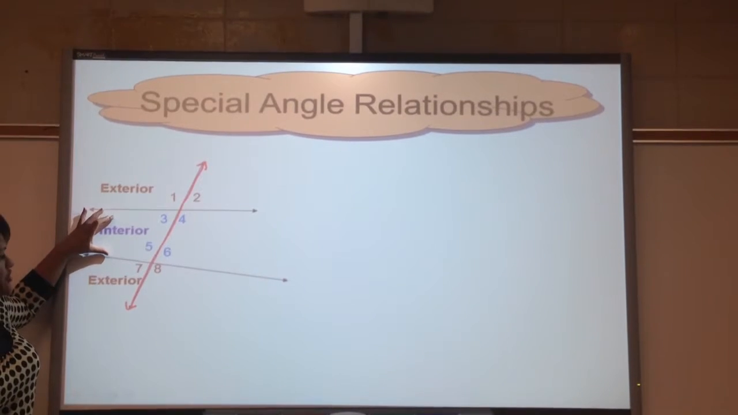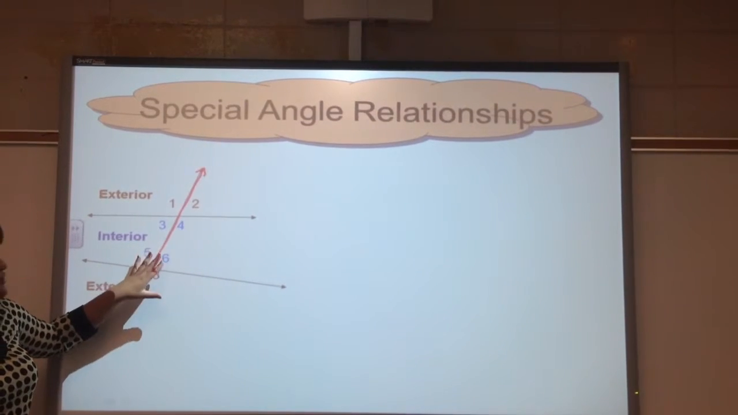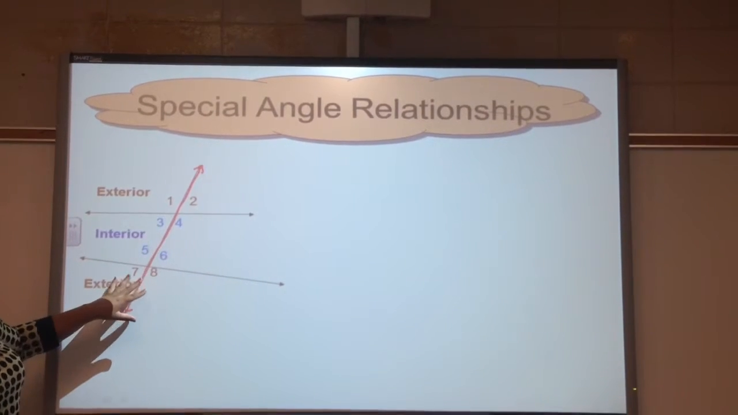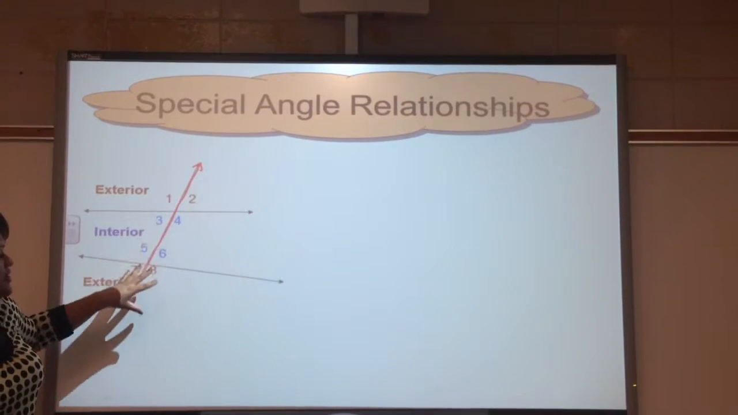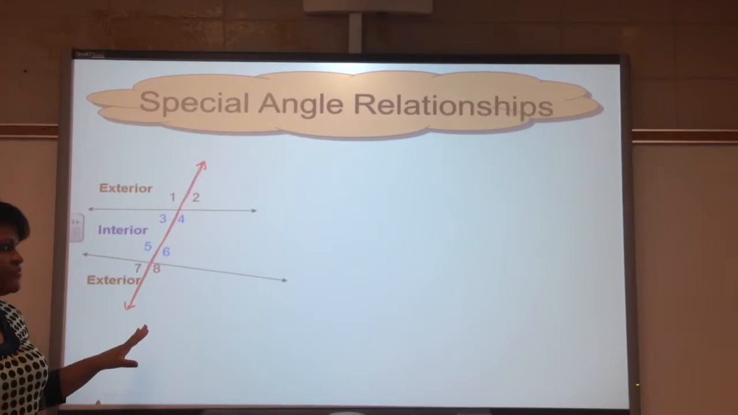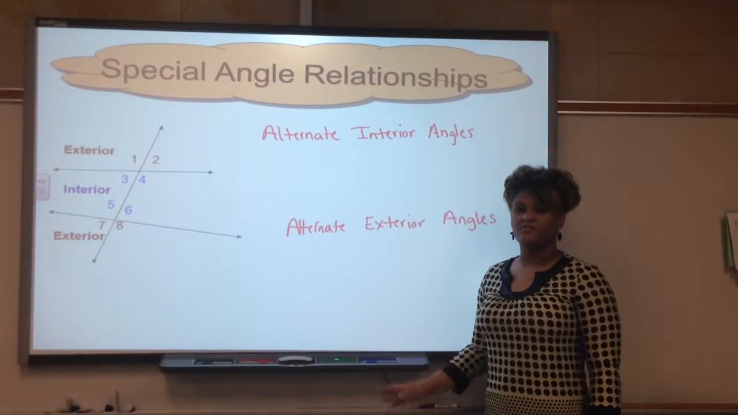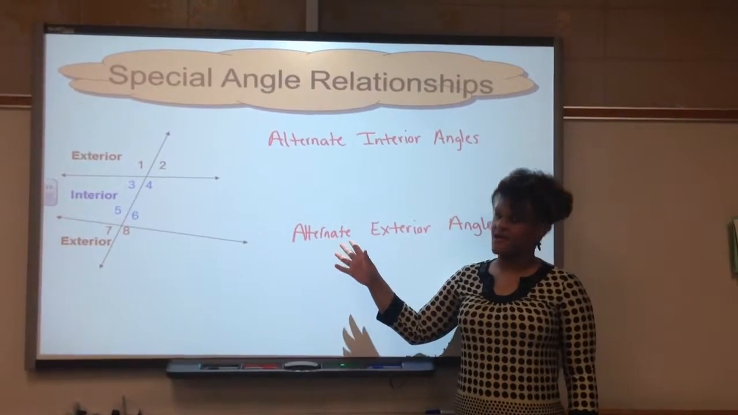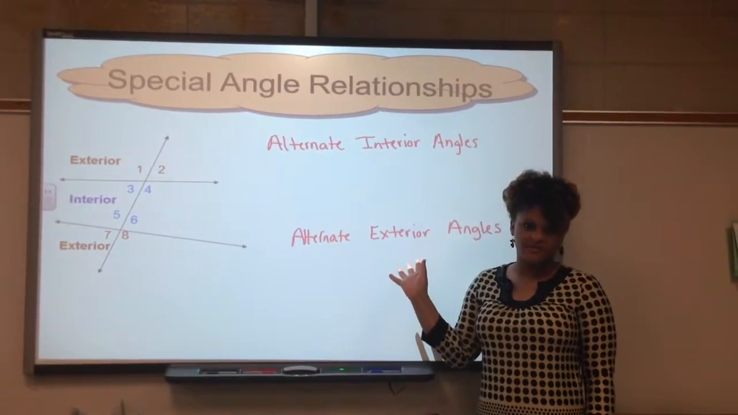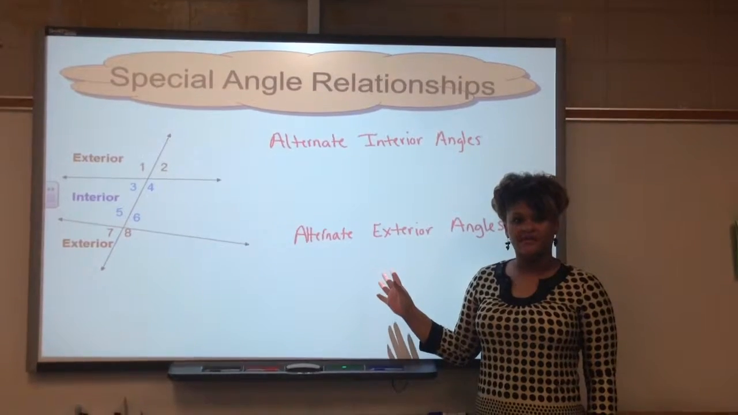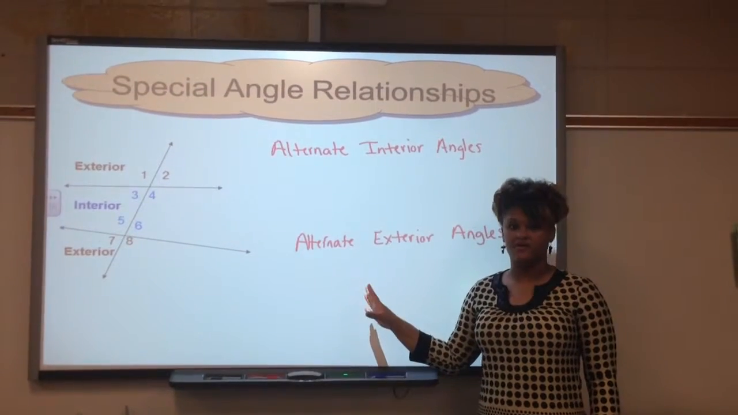This is my interior space. Notice the angles that are in blue. And then my exterior space are the angles that are in brown. Alright, so right now we're going to use this diagram to talk about alternate interior and alternate exterior angles. We're going to discuss corresponding and consecutive interior angles on the next slide.